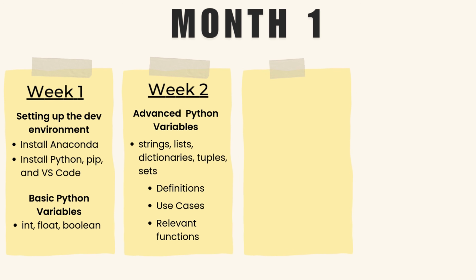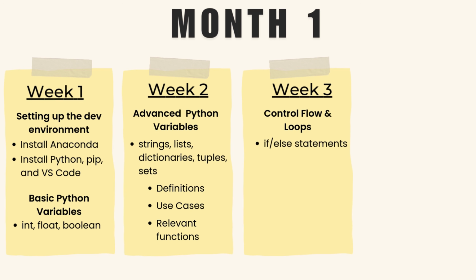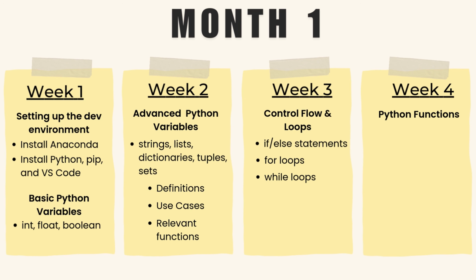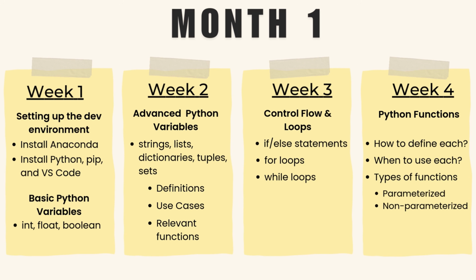Moving on to week 3, once you have the basics of Python variables down, you can move on to learning about Python control flow and loops. In this week, you'll learn about if-else statements and for loops and while loops. Finally, in week 4, you can start learning about functions. In this week, you can learn how to define your own functions and how to determine when you need to define a function. And to make it a little bit more clear, I'll also mention that you'll learn about the types of functions, so the ones that take parameters versus the ones that don't.